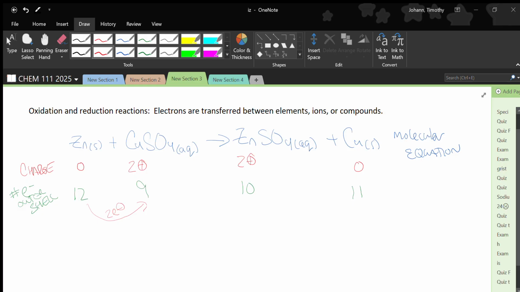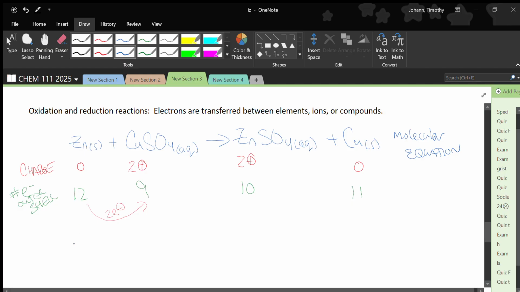I wanted to do this to show you how the electrons are being transferred. I am not as concerned that you could do this formula, okay? This line, yes, the charges. You need to be able to do that, okay? All right, let's go ahead and write the complete ionic equation for this.